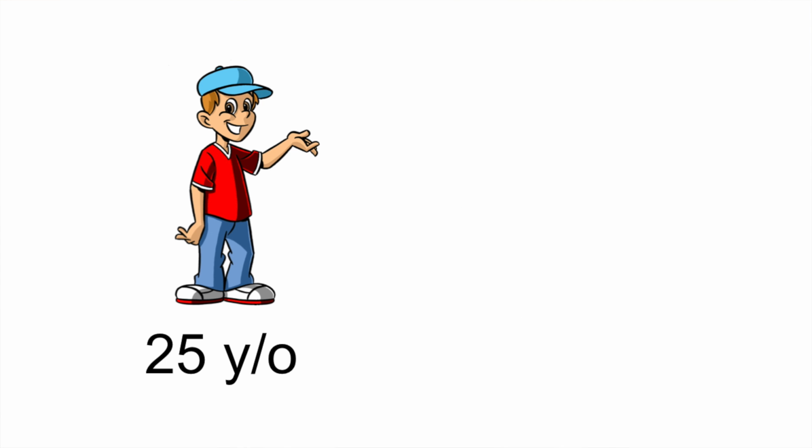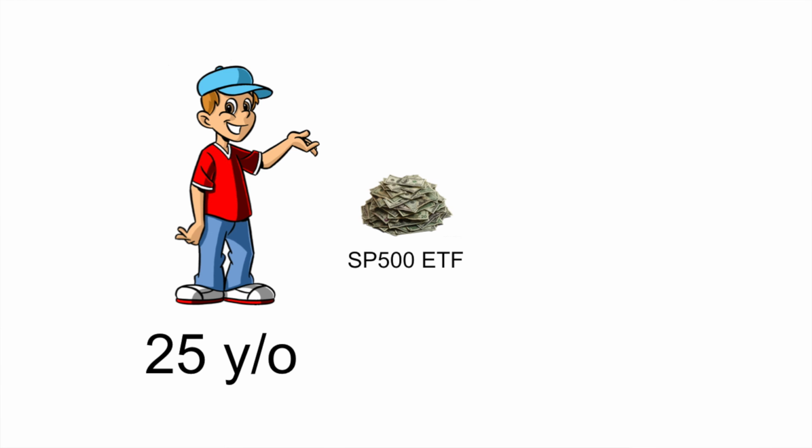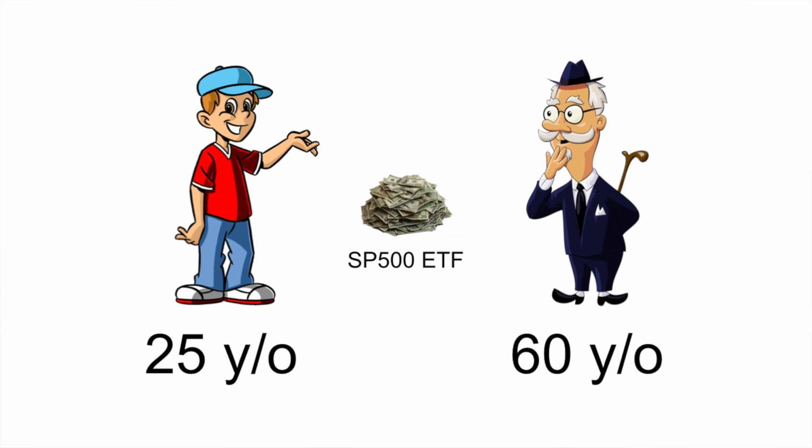So let's say you're 25 right now and you have $1,000 to invest. You put that money on an S&P 500 index fund and you don't touch it for the next 35 years until you turn 60. Based on the S&P 500 historical return of 7% annually after being adjusted for inflation, how much would you think that your $1,000 would grow? Let's get back to the formula for the sake of the example.